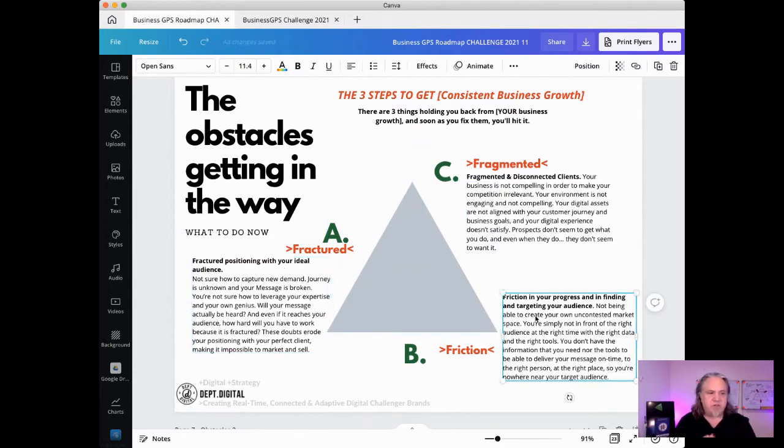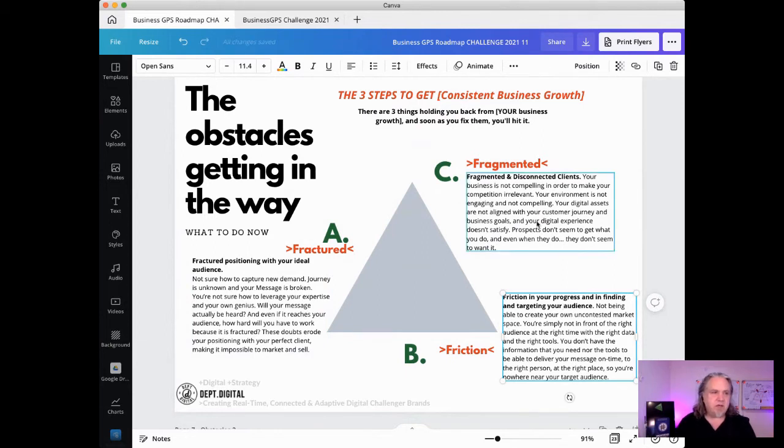Friction. So what is friction? Friction in your progress and in finding and targeting your audience. So what does that mean? Not being able to create your own uncontested market space. You're simply not in front of the right people, the right audience at the right time with the right data and the right tools. You don't have the information that you need nor the tools to be able to deliver your message on time to the right person at the right place. So you're nowhere near your target audience.